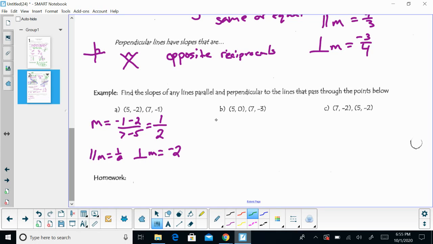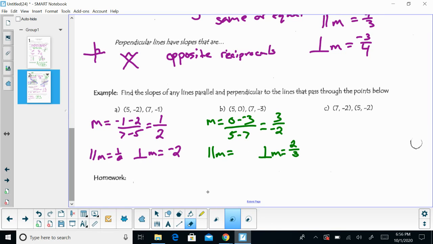Okay, looking at example B, I have 0 minus -3 over 5 minus 7. 0 minus -3 would be a +3. 5 minus 7 is a -2. So my parallel slope would be -3/2, while my perpendicular slope would be +2/3. Oh, look what I did. I flipped it again. See, I'm just struggling, guys. I did that earlier. This would be -2/3 for the perpendicular... so 2/3. There we go.